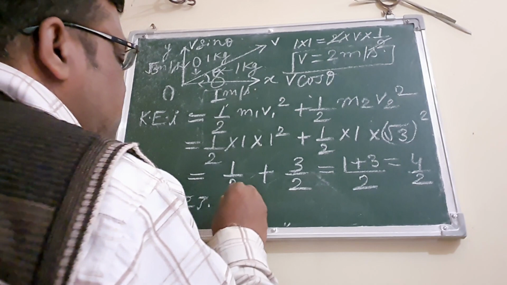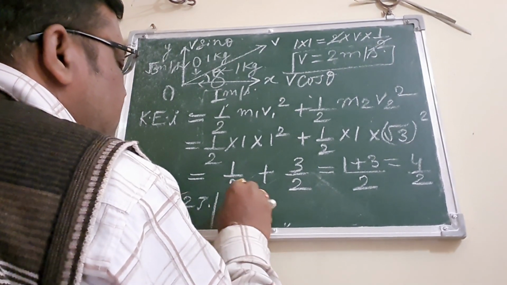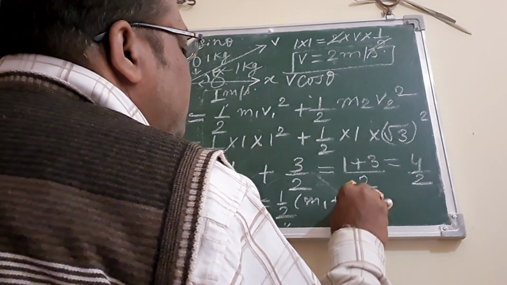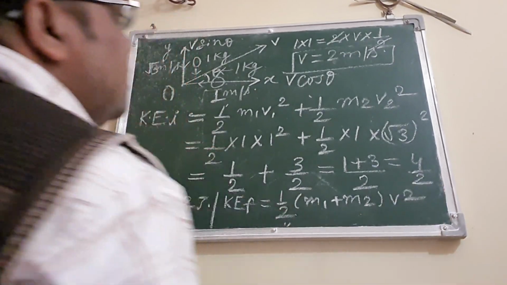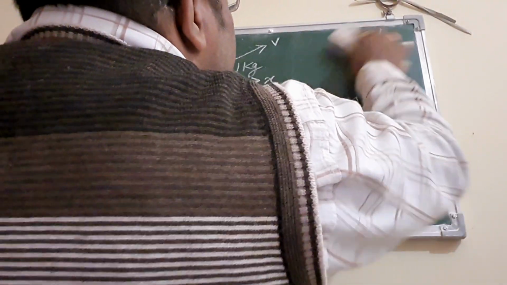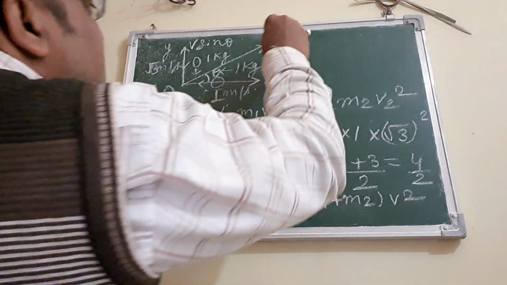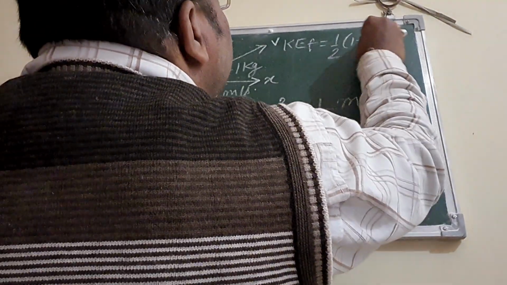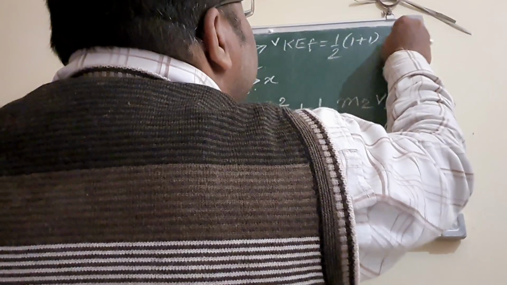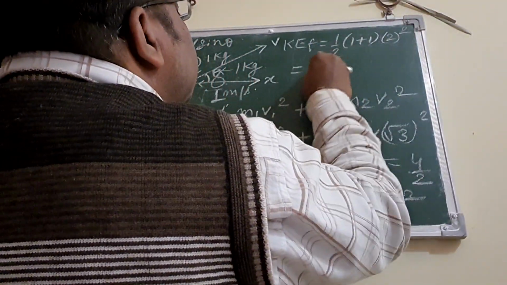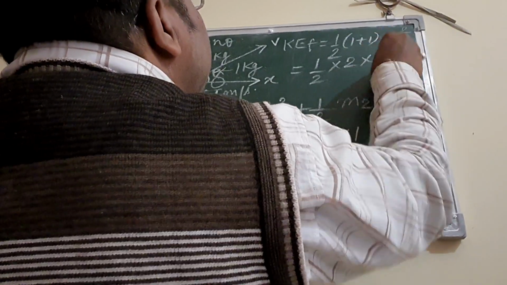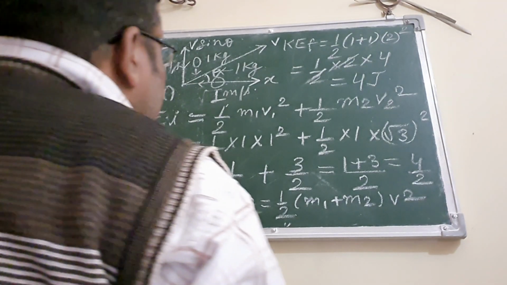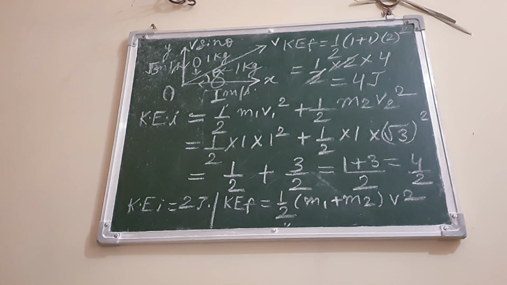Now the final kinetic energy, that will be half of (m1 plus m2) into v square. So now substituting the values, kinetic energy final is equal to half of (1 plus 1) into the velocity, that is 2 square. So it is 1 by 2 into 2 into 4. 2 and 2 get cancelled, so it becomes 4 joules. So the final kinetic energy is coming out to be 4 joules.